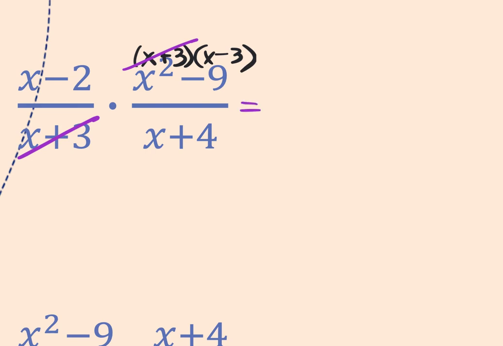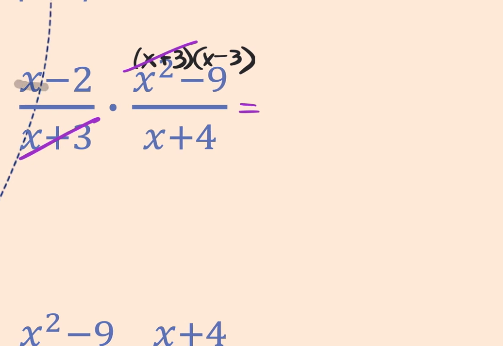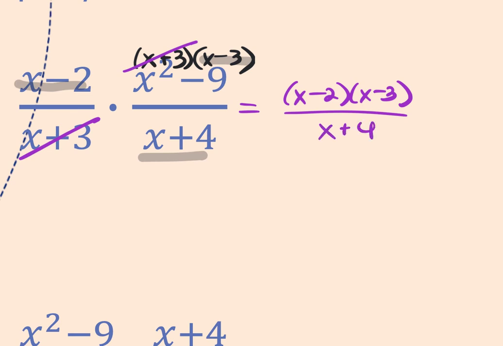be canceled. So then I'd multiply out what's left in my numerator, which is x minus 2 and x minus 3. And then I'd put it over what's left in the denominator, which is the x plus 4. And we leave it like that. You do not want to FOIL out your numerator. You want to keep it in factored form. We're never going to have to FOIL it out.